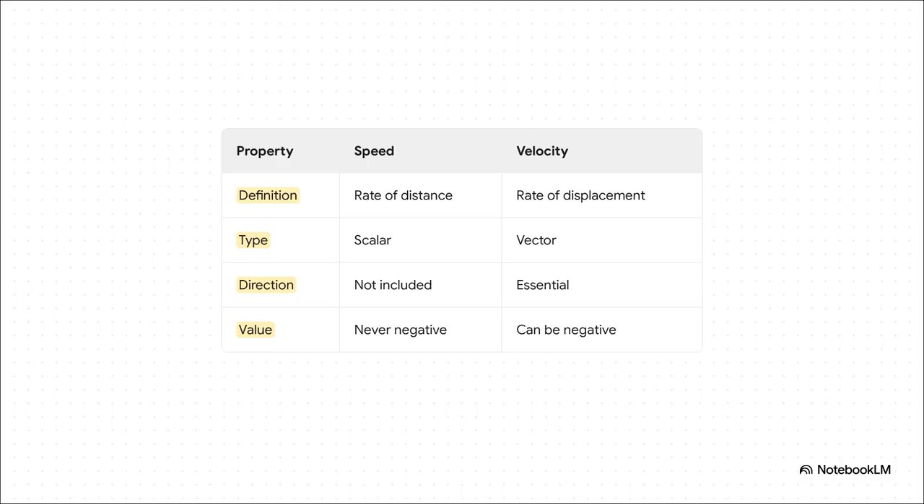This table just lays it all out so perfectly. Speed, that's your scalar. Velocity, that's the vector. Does speed care about direction? Nope. But for velocity, direction is everything. And check out this last row. Speed can never, ever be negative. But velocity can. A negative velocity just means you're moving in the opposite direction from what you decided was positive.